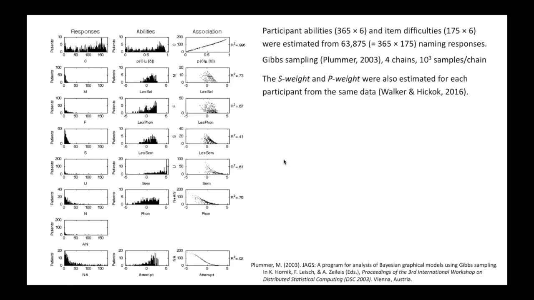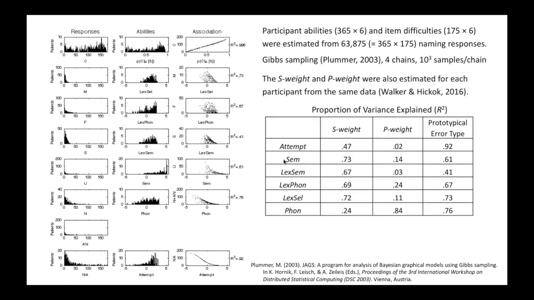So we also looked at the S weight and P weight for the same data, and we look at how these all relate to each other. And the basic takeaway, again, so these are R squared values. These are just replicated from over here. And what we can see is that, again, attempt is basically the same as just the attempt rate. It does have some stronger relationships with S weight and P weight. This could be because the attempt category includes semantic descriptions and some other things. It's not a very clean category.